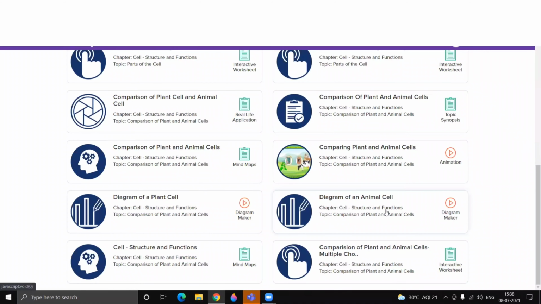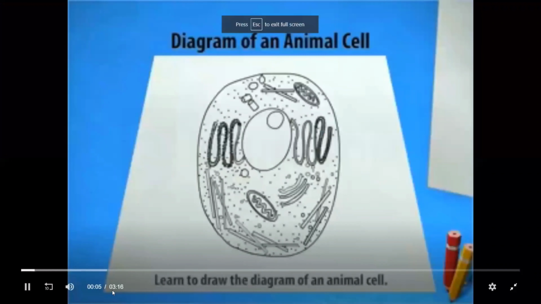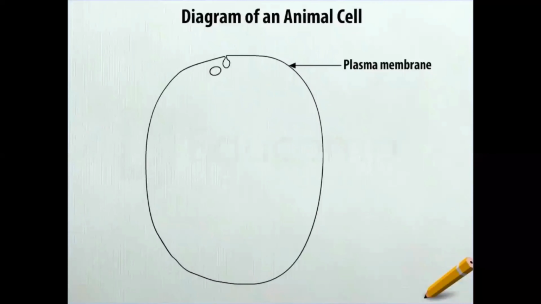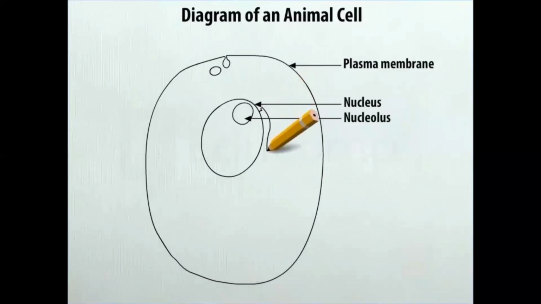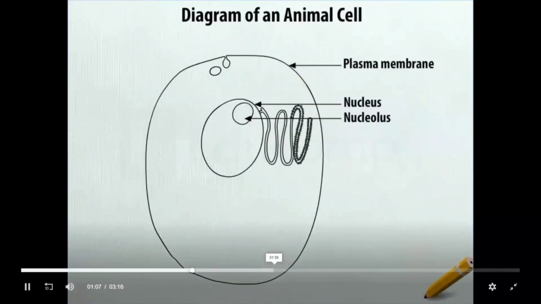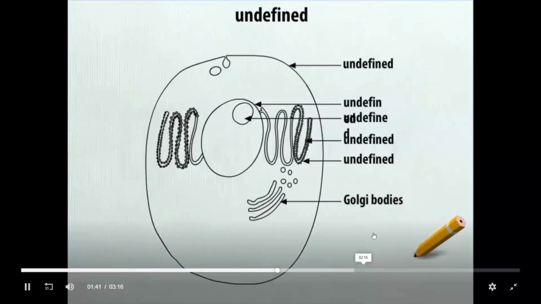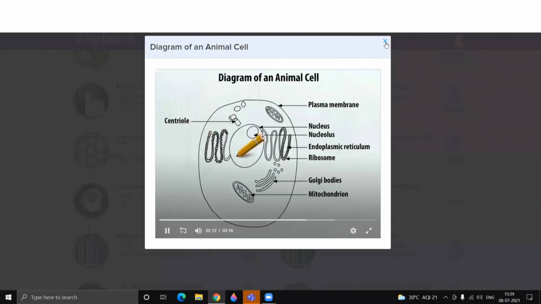And here is a diagram maker, which shows a diagram step by step, stroke by stroke, of an animal cell. Learn to draw the diagram of an animal cell. Small oval structure. Plasma membrane. Draw a wavy tube-like structure. On the last wave of the tube-like structure, draw dots on the lines as shown. Likewise, draw similar tube-like structures as Golgi bodies. Label one. It's a complete labeled diagram, step by step.